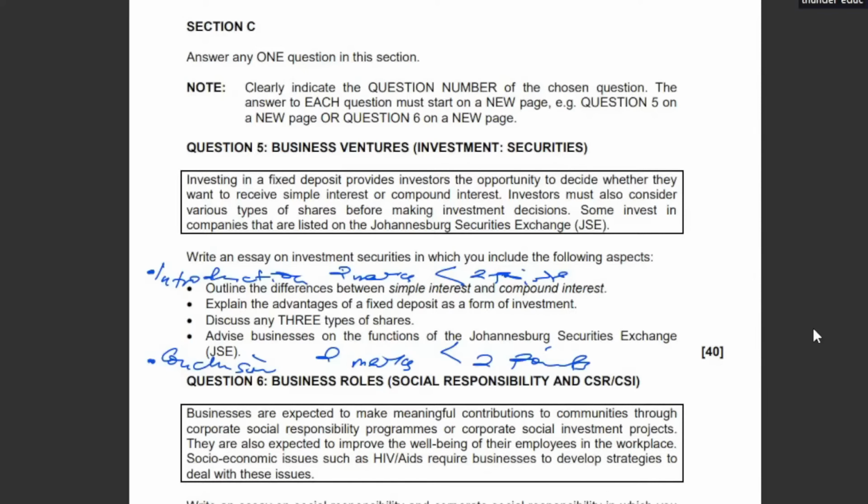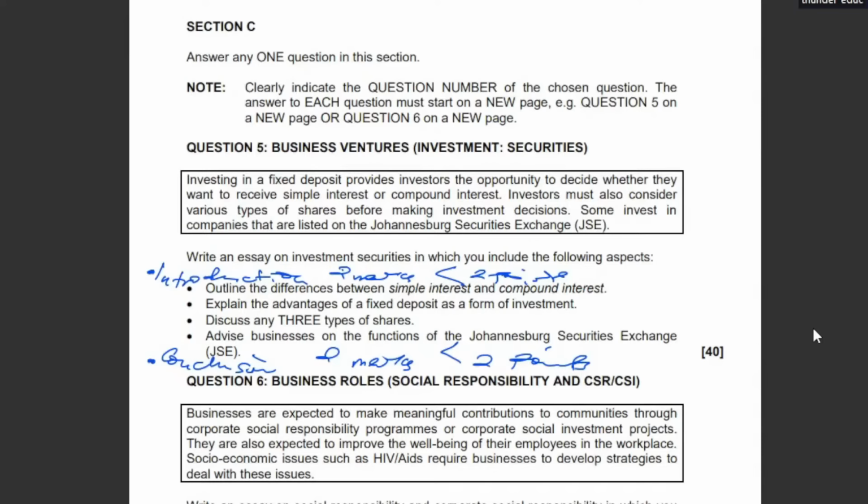I'll come again. We are saying that under introduction, the first point can be the Johannesburg Stock Exchange is a formal market that regulates the activities of the financial market in an orderly manner. So our second bullet under the introduction, we can say various types of shares offer different types of dividends and risks associated with them. I'll come again. Various types of shares offer different types of dividends and risks associated with them.